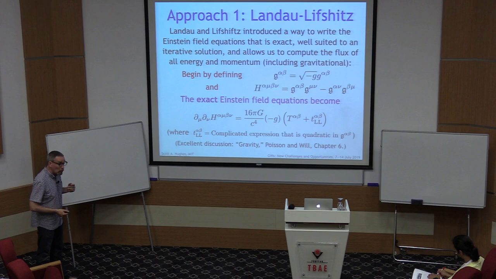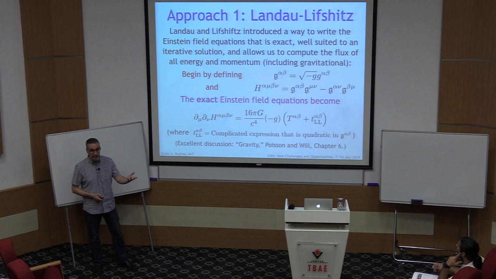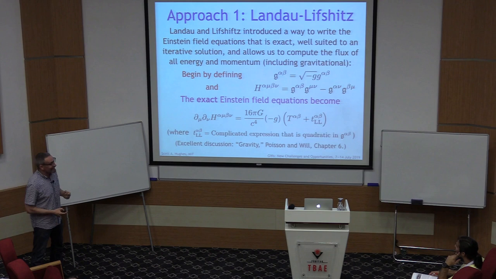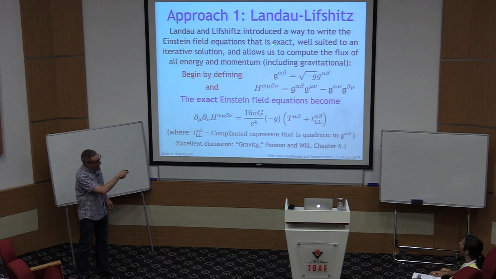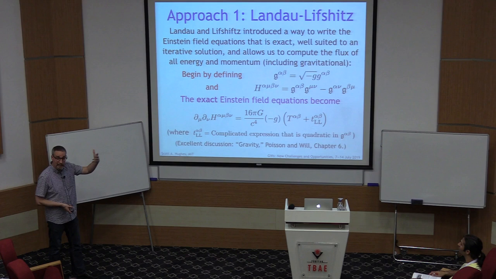So the approach one, where you just introduce a particular formulation of this thing, the people who did this in probably the most useful way, and it is used throughout the literature, were Landau and Lifshitz. If you know Landau's work, it's pretty smart. So it's not too surprising it held up. It involves a little bit of ugly notation, but that's all right. So they introduced a way of rewriting the Einstein field equations that's absolutely exact, and it's well suited to constructing an iterative solution of the field equations. It also gives a useful notion of a flux of energy and momentum carried by gravity.